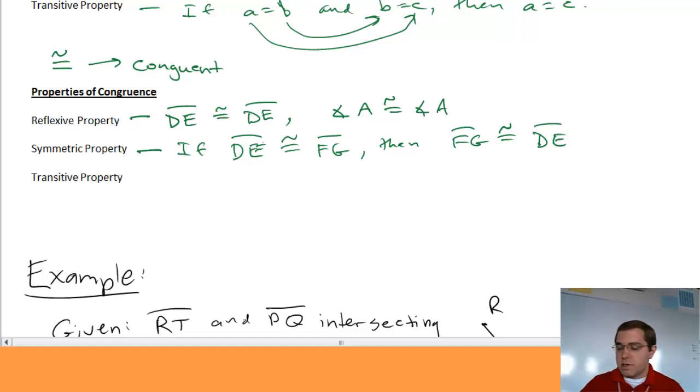That we can go both directions just like we can with a regular equal sign. Similarly, if angle D equals angle E, then angle E equals angle D. So it works the same for angles as it does for segments or for any shapes that we're calling congruent.